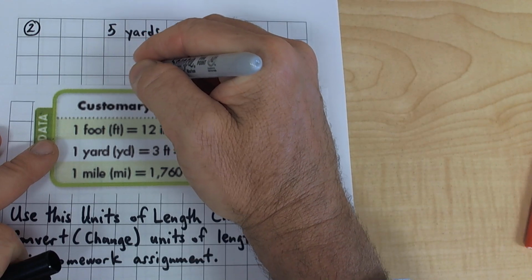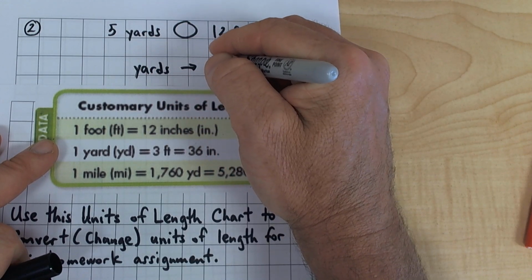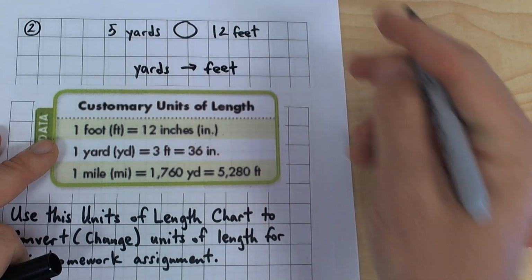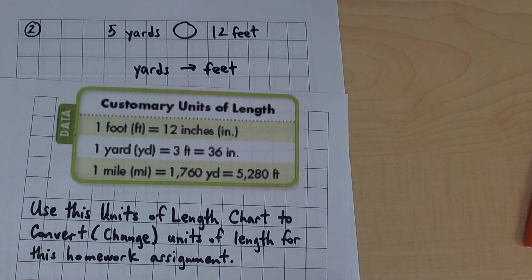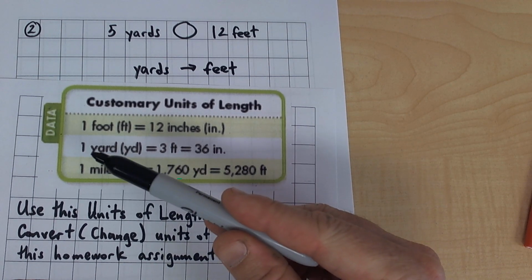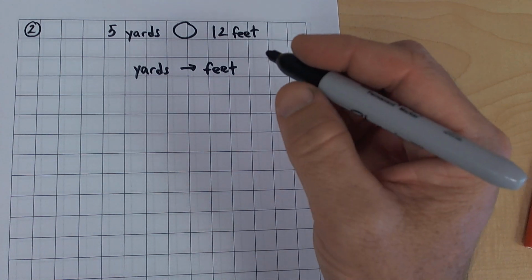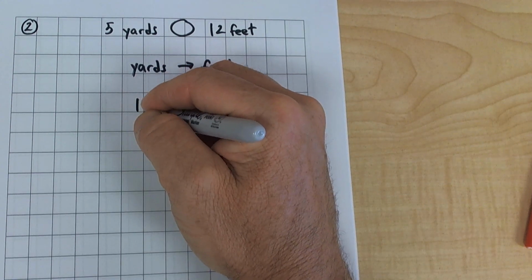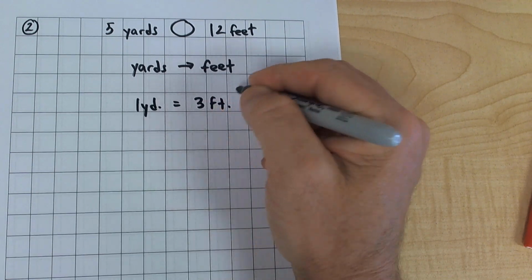So the first thing I want to do is identify what I am working between. I'm working between the units, yards and feet. Okay? According to my table here, I know 1 yard is equal to 3 feet. So I know 1 yard is equal to 3 feet.